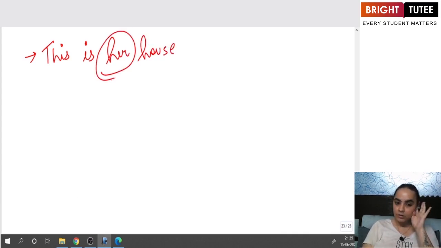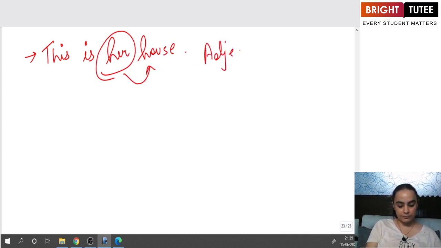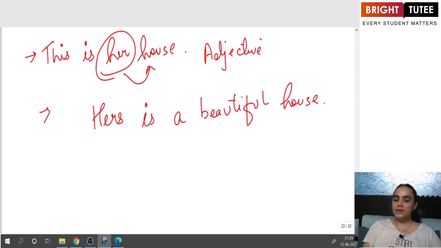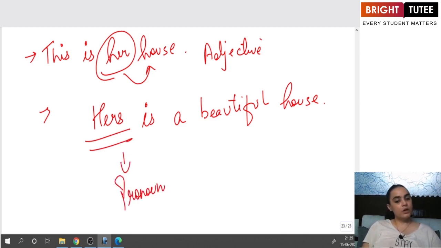I'm using her for the house, which is a noun. So this is an adjective. Okay. And if I say hers is a beautiful house, there is no noun that you can see alongside hers. Your hers is alone without a noun. So this is a pronoun. So with a noun, it is an adjective. Without a noun, it is a pronoun.